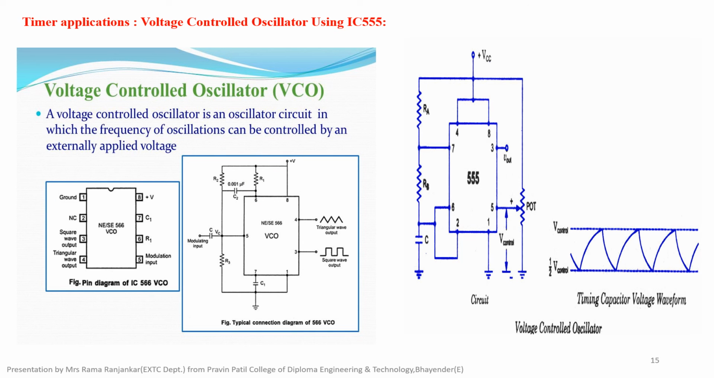Voltage controlled oscillator is another application of 555 IC. It is also an application of the astable multivibrator. The input is applied and the output is obtained here so that it converts the charging and discharging waveform.